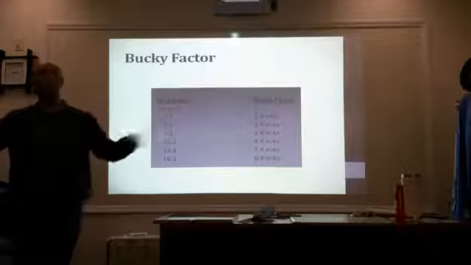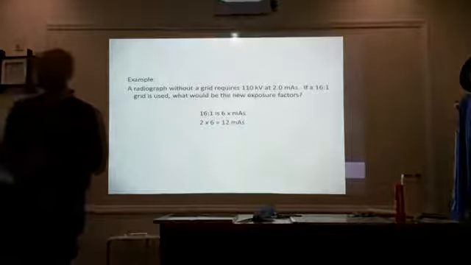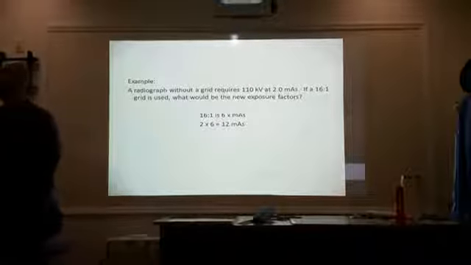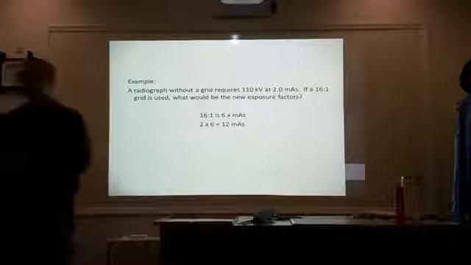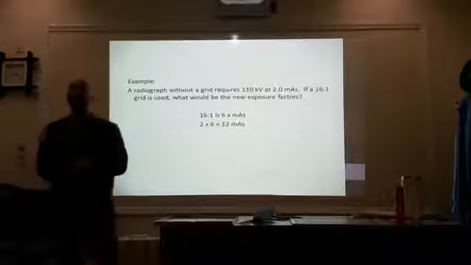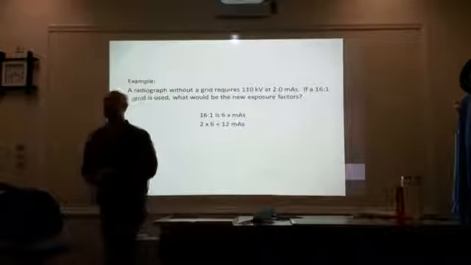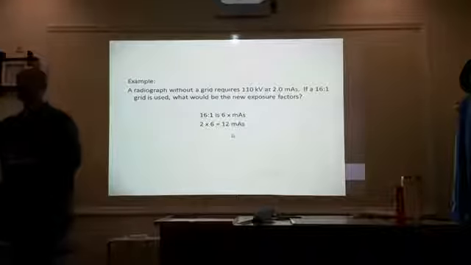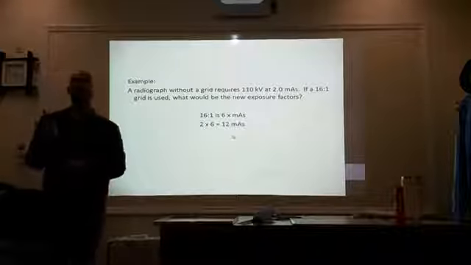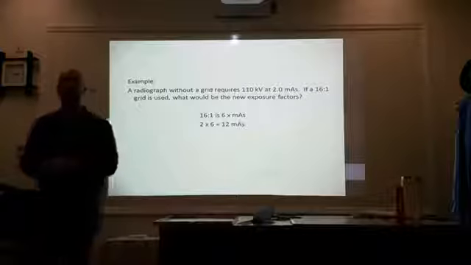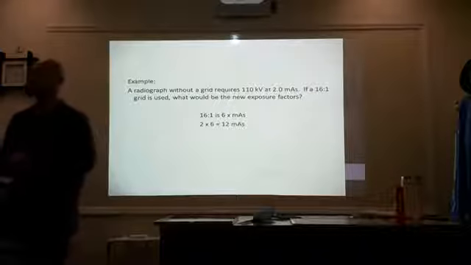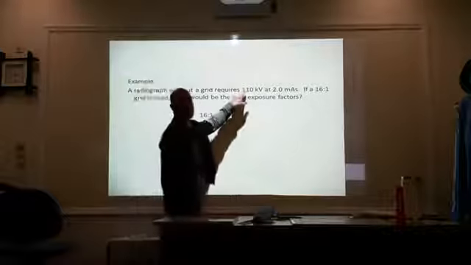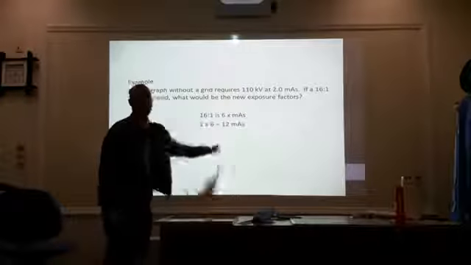Okay? Memorize this chart, guys, okay? So a radiograph without a grid requires 110 kV at 2 mAs. If a 16-to-1 grid is used, what would the new exposure factor be? What's your Bucky factor for 16-to-1? 6. 6, right? So I'm going to multiply 6 with my original mAs. My new technical factor will be 110 kV, that stays the same, at 12 mAs.